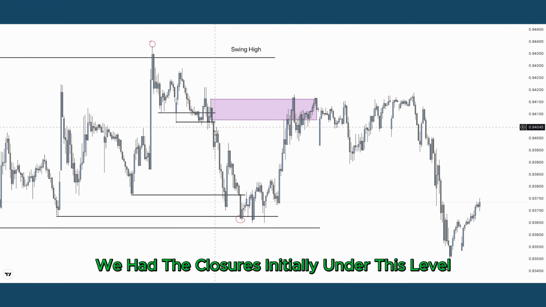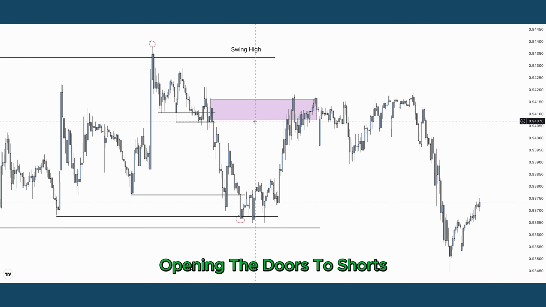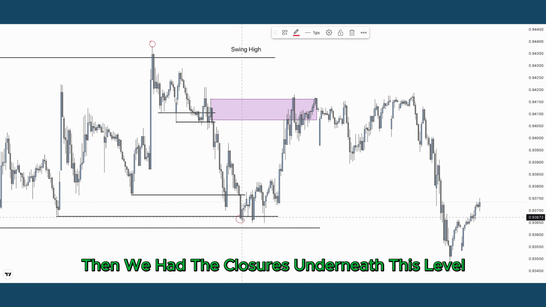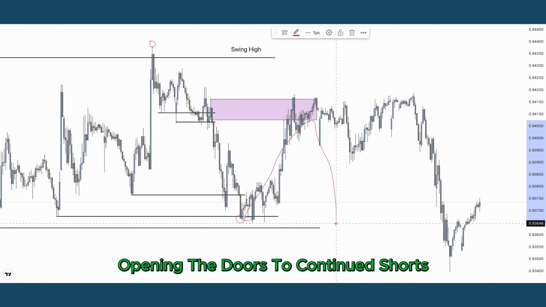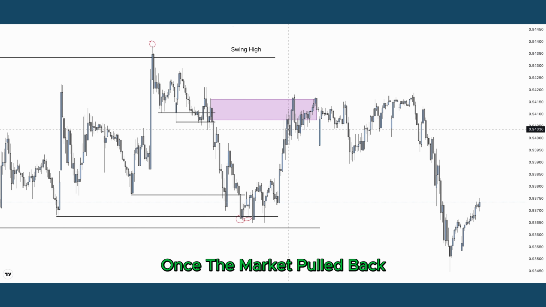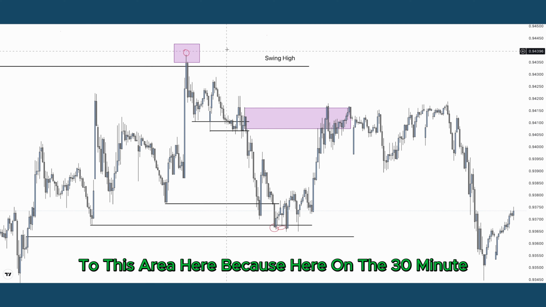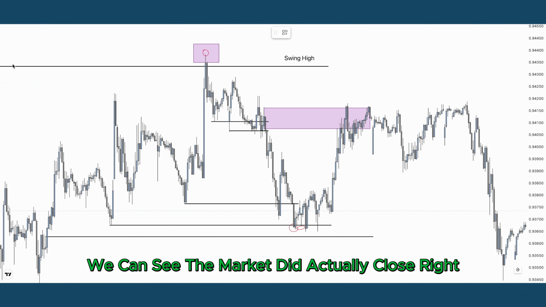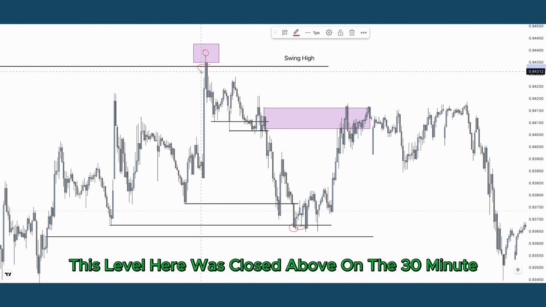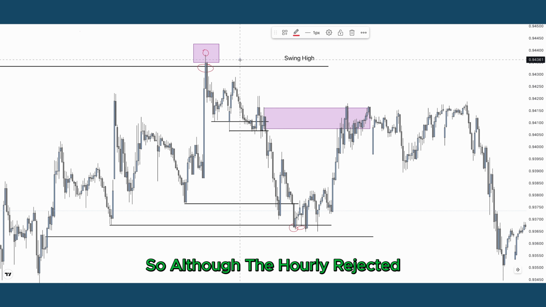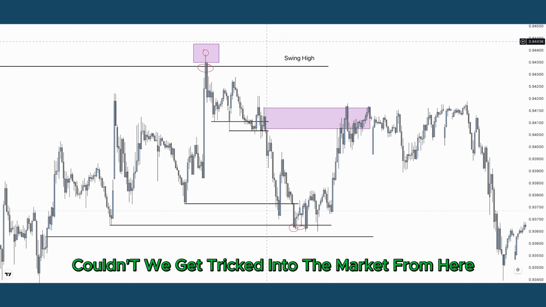We had the closures initially under this level, opening the doors to shorts. Then we had the closures underneath this level, opening the doors to continued shorts once the market pulled back. I want to bring attention, however, to this area here. Because here on the 30-minute, we can see the market did actually close, right? This level here was closed above on the 30-minute. So although the hourly rejected, couldn't we get tricked into the market from here?